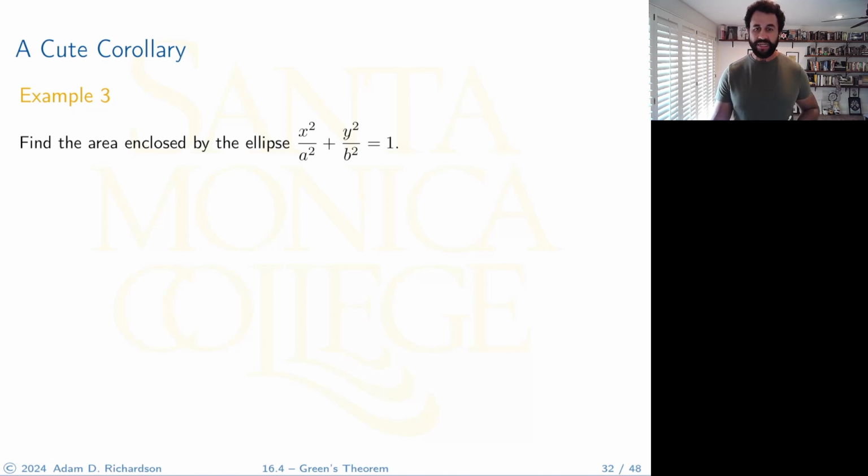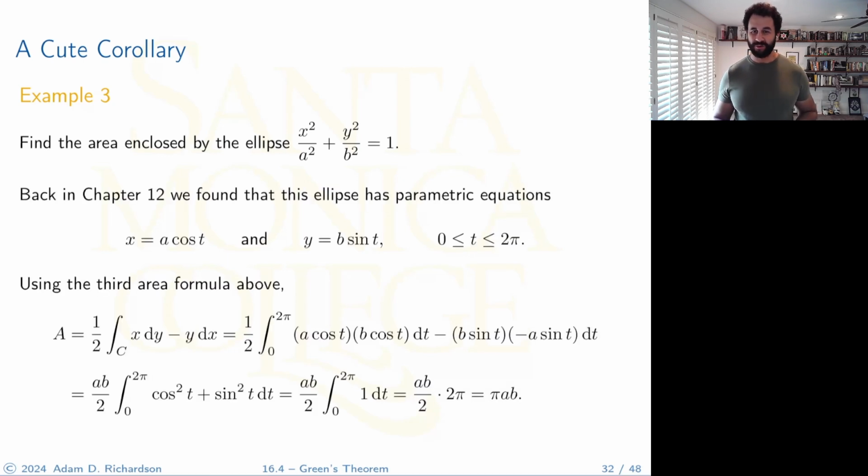Right, here we go. So we can use those area formulas. We just need to be able to parameterize that ellipse. But we saw way back in chapter 12 that this is the standard parameterization of that ellipse: a cosine t, b sine t, where t goes from 0 to 2 pi, and that'll take you all the way around the ellipse. Now we can use the third area formula here. You could use any of them if you want, but the third area formula happens to have a very quick and simple result.